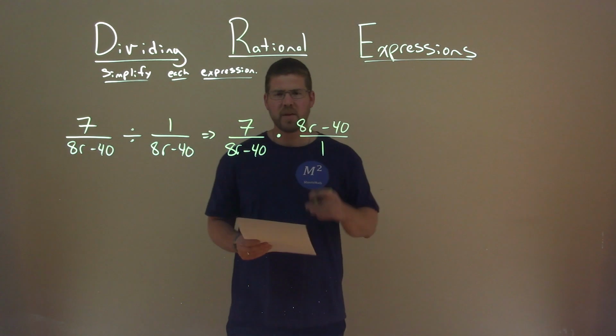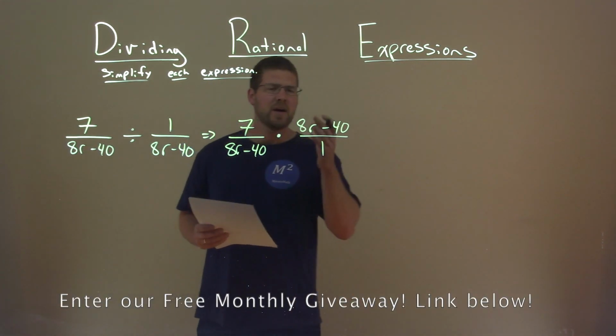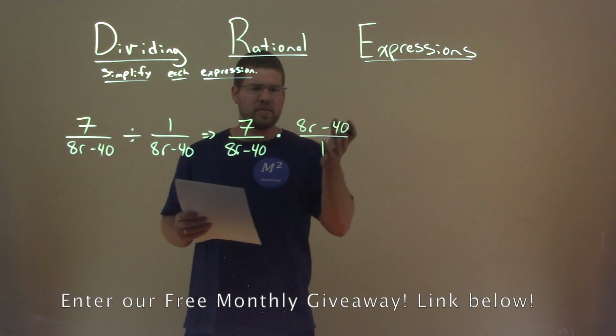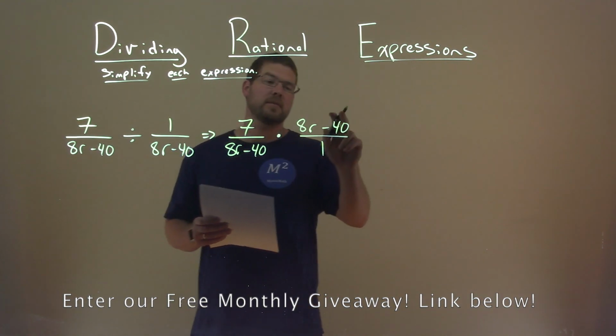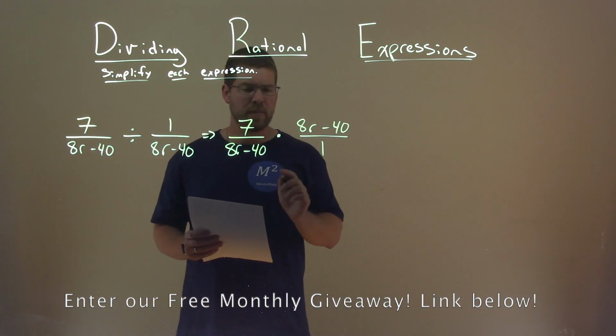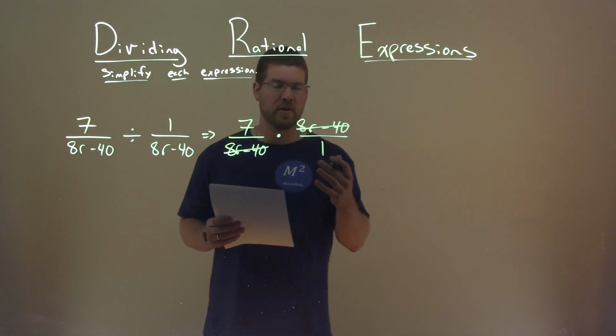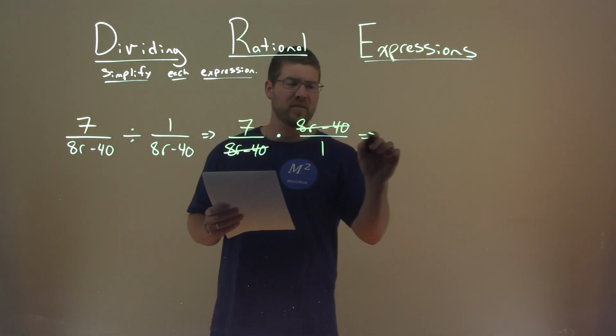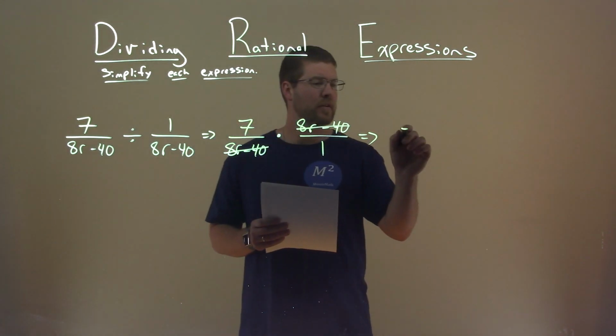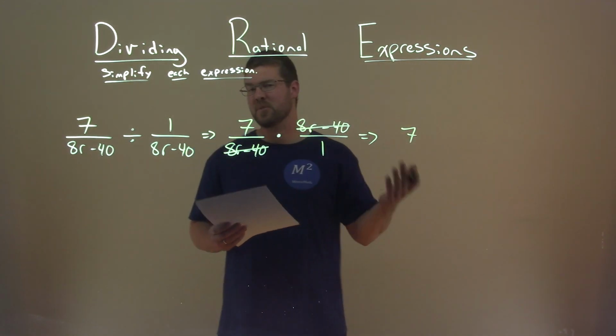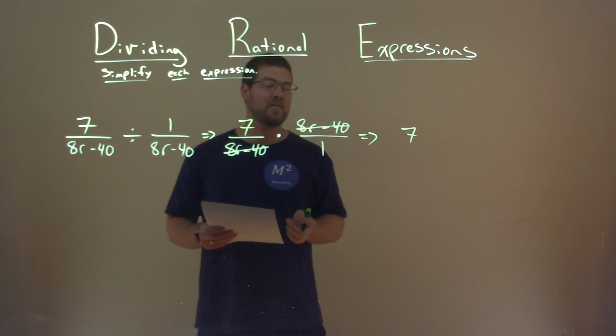Alright, so now let's see what we can cancel out. Well, I normally like to see if I can factor this out, but I notice there's an 8r minus 40 and an 8r minus 40 here in the numerator. So that whole thing is exactly the same, and they can cancel each other out. So this is a super easy problem now. Numerator is just a 7, denominator is a 1, don't need to write that, and so 7 is our final answer.